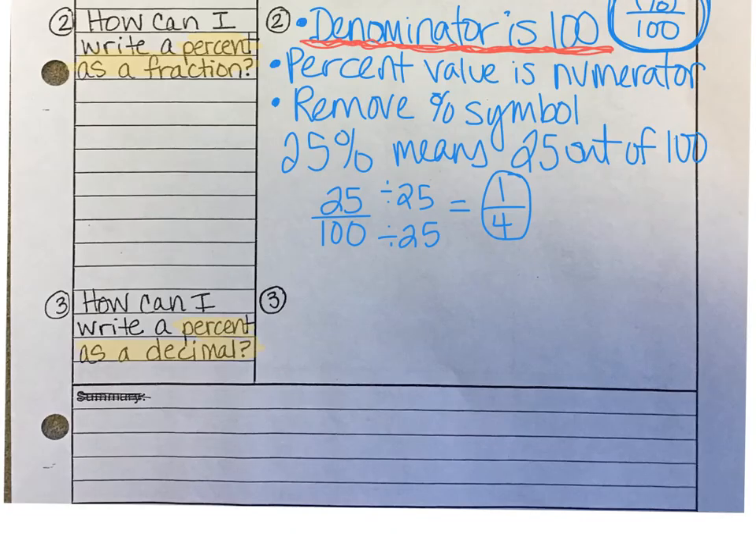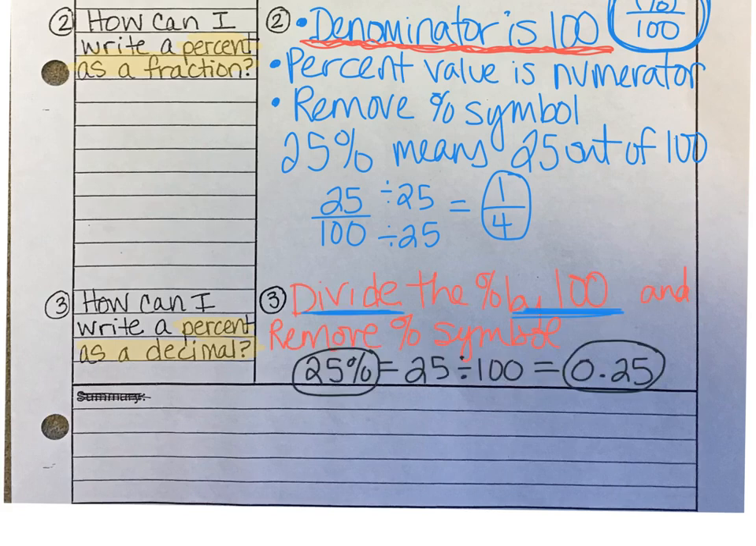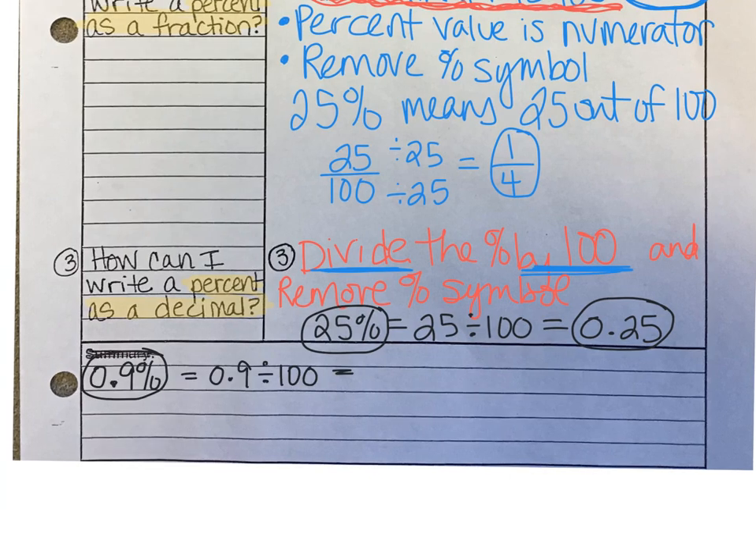Question 3. How can I write a percent as a decimal? The first step is to divide the percent by 100 and remove the percent symbol. So 25% would be the same as 25 divided by 100, which is equal to 25 hundredths, 0.25. Now let's take a look at a couple of examples.